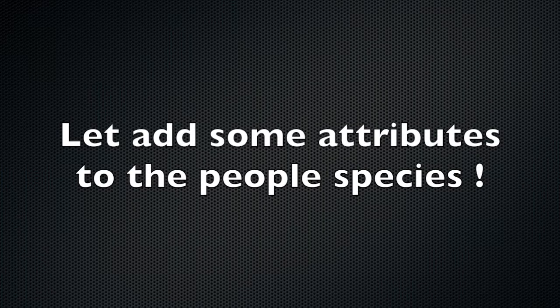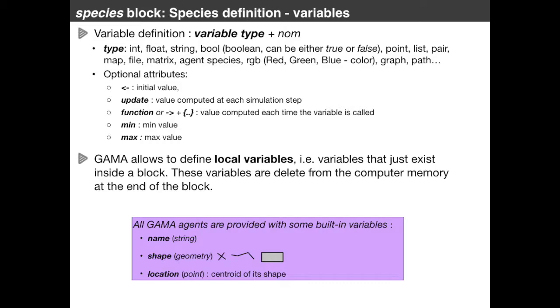Let's add some attributes to the people species. A variable is defined by using the type of the attribute and its name. Numerous types of variables are available: integer, float, string, boolean, point, list, pair, map, file, matrix, color, graph, and so on. In addition, several optional facets can be used to give an initial value to the variable, to allow it to be recomputed at each simulation step or when called, or to give a minimum or maximum value to it.